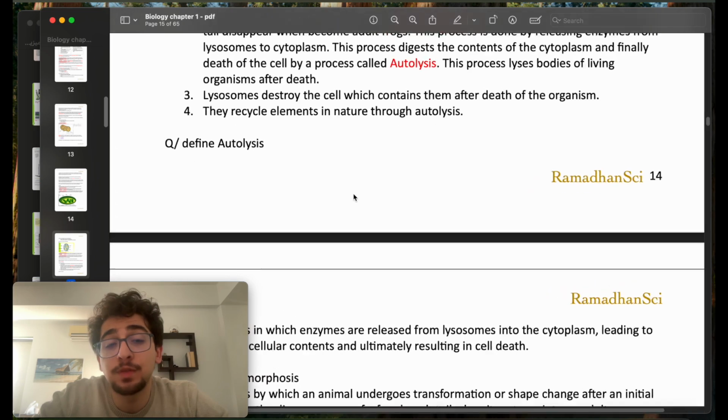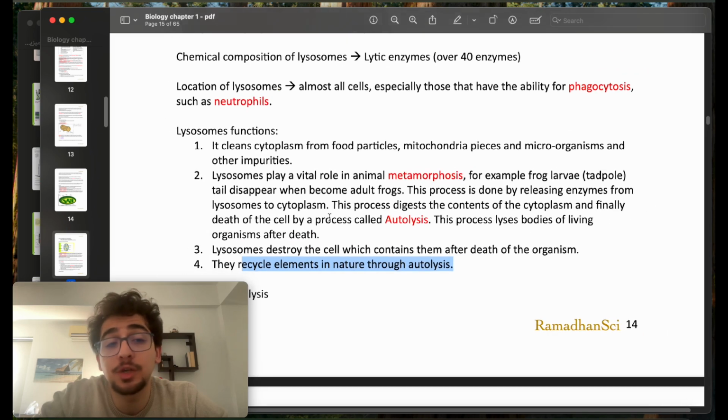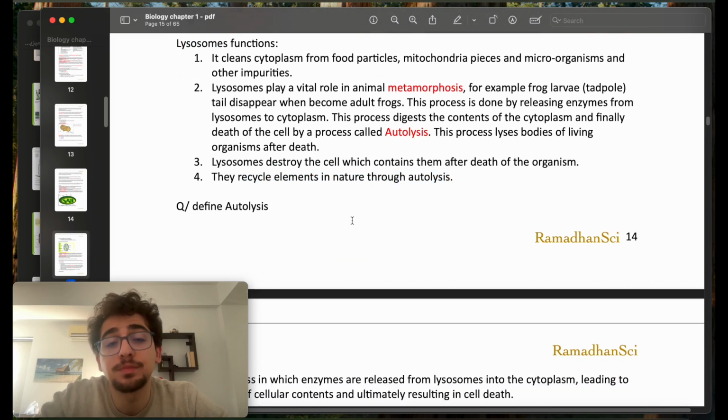Who's responsible for each of the following? Recycle elements in nature. Very, very common question. It's lysosomes.